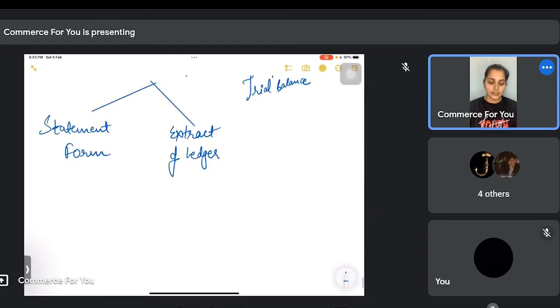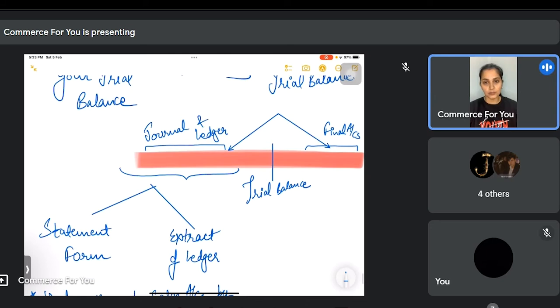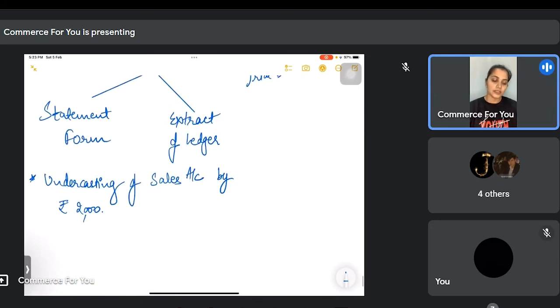Okay? Let's say they ask you to rectify the entry for undercasting of sales account by rupees 2000. That means in your sales account you have recorded 2000 less. You need to rectify it. So for rectifying the same, if they specially mention that you have not closed your books of accounts, or you have identified these errors before closing your books of accounts, before preparing trial balance, before opening suspense account, they can use any wording. And you have to read the first sentence of the question very carefully.